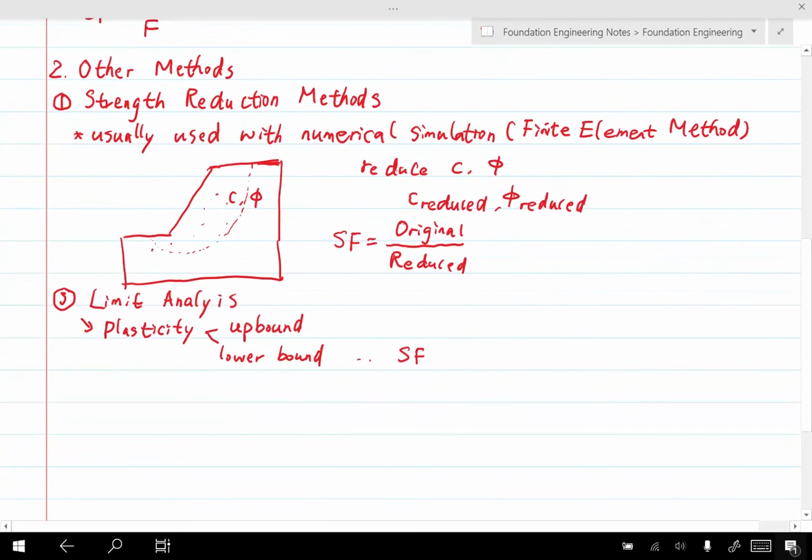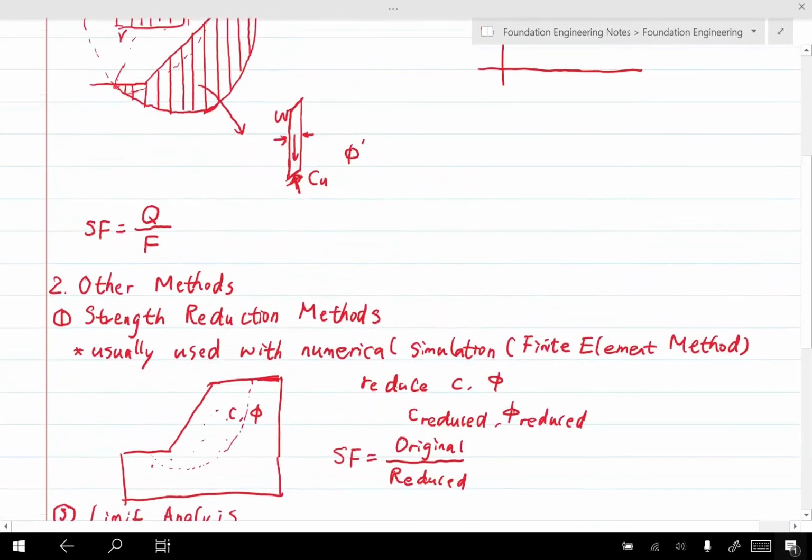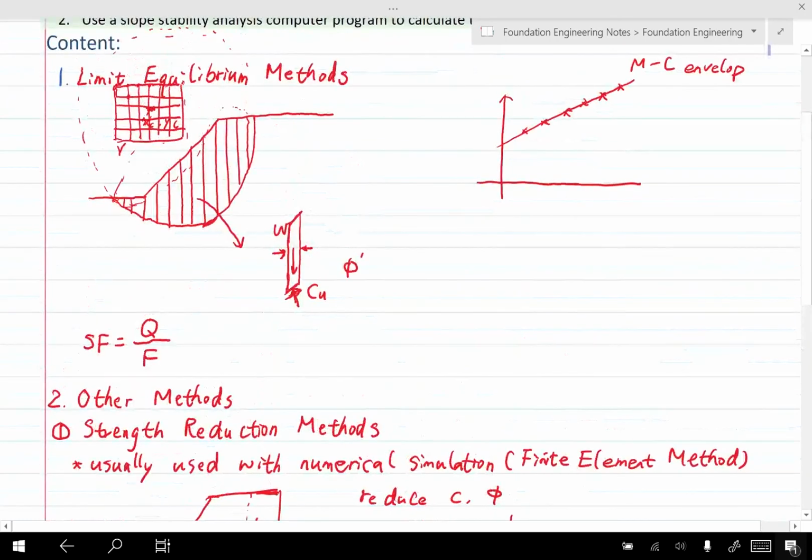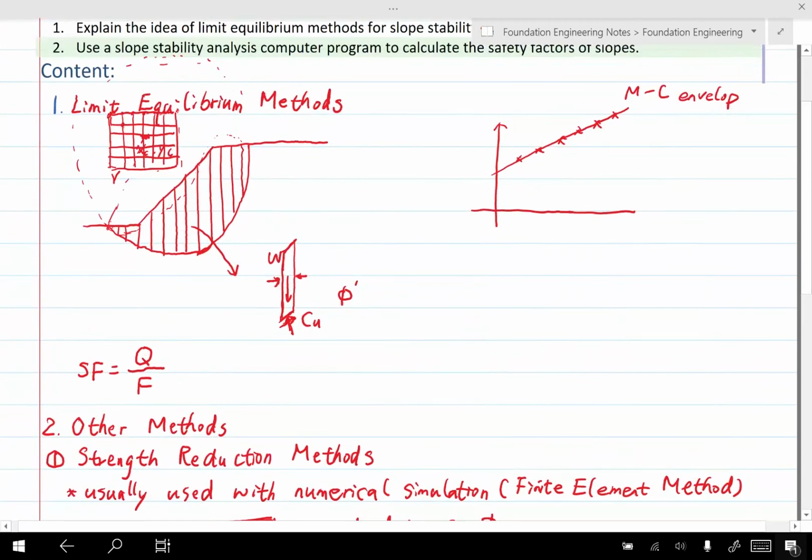So these are the limit analysis, strength reduction methods, and the limit equilibrium methods. They are the three major categories of slope stability analysis methods that you will possibly see. And the most common one, of course, is the limit equilibrium methods, such as Spencer's, Morgenstern-Price, and Bishop Simplified.